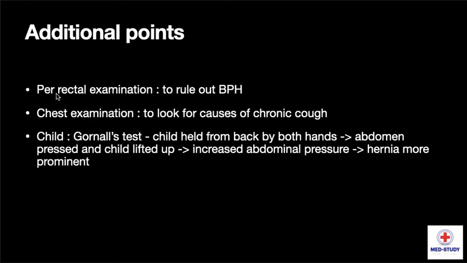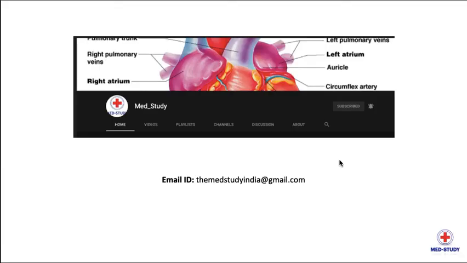Additional points: we have to do per-rectal examination to rule out benign prostatic hyperplasia, chest examination to look for the causes of chronic cough, and in case of child, we have to do Cornell's test where the child is held from back by both the hands, abdomen is pressed and child is lifted up. This increases the abdominal pressure and the hernia is more prominent.